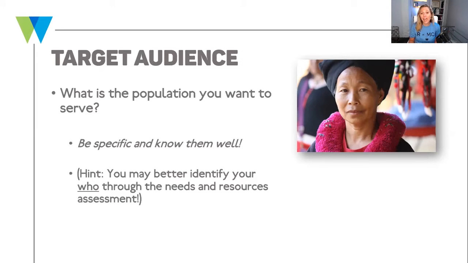And you want to get as specific as possible. You want to know them well, because knowing them better now will help you select a program that could fit their needs better in the future. So identify this through your needs and resource assessment and really take time to get to know these folks well. In the PRISM project, our target audience right now are elders with dementia.